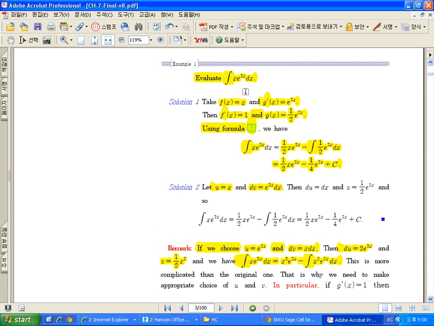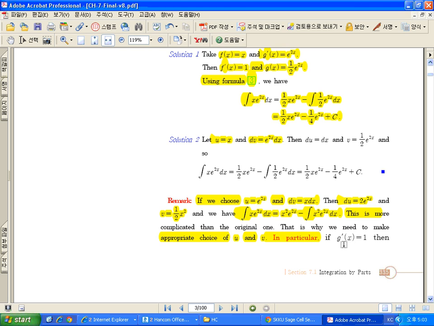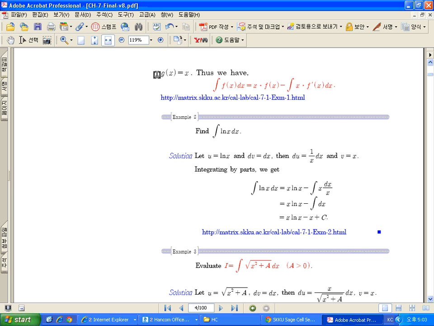Okay? So when you choose it, choose a simpler one as u, the one which will be simplified after taking a first derivative. If we choose it differently, then it may get more complicated than the original one. That is why we need to make an appropriate choice of u and v. In particular, if g prime of x is equal to 1, then g of x is equal to x. It's getting more complicated like this.